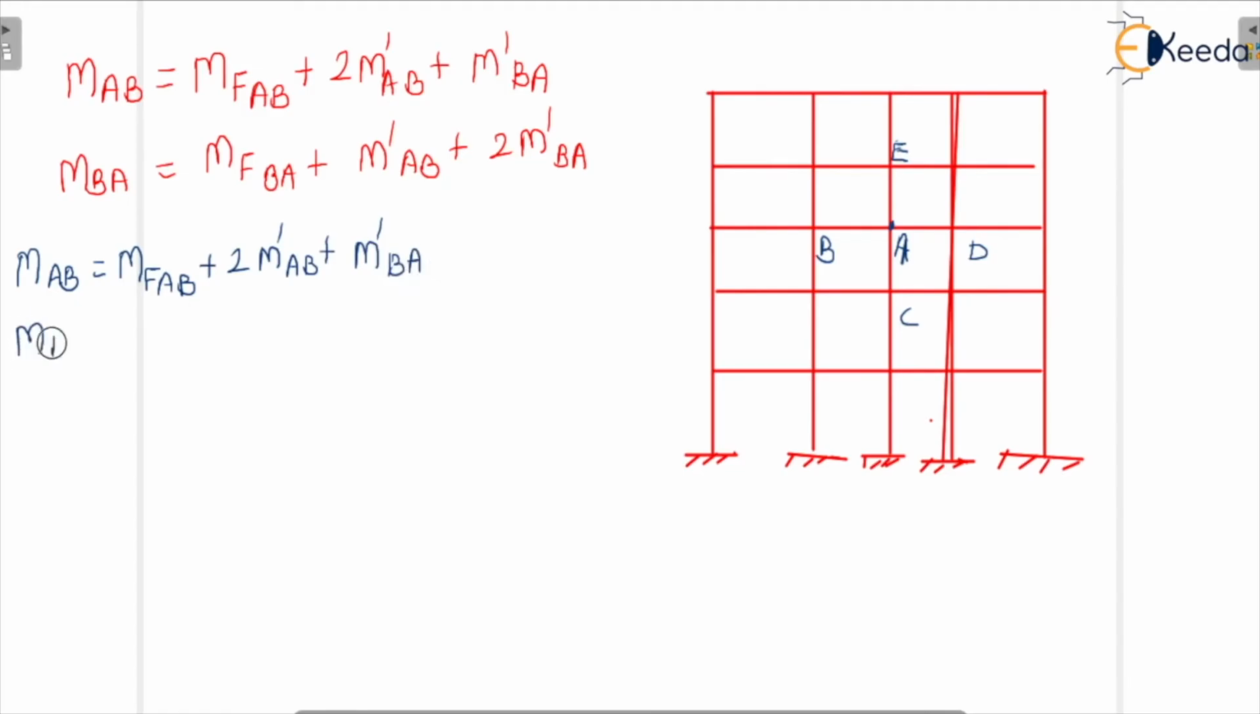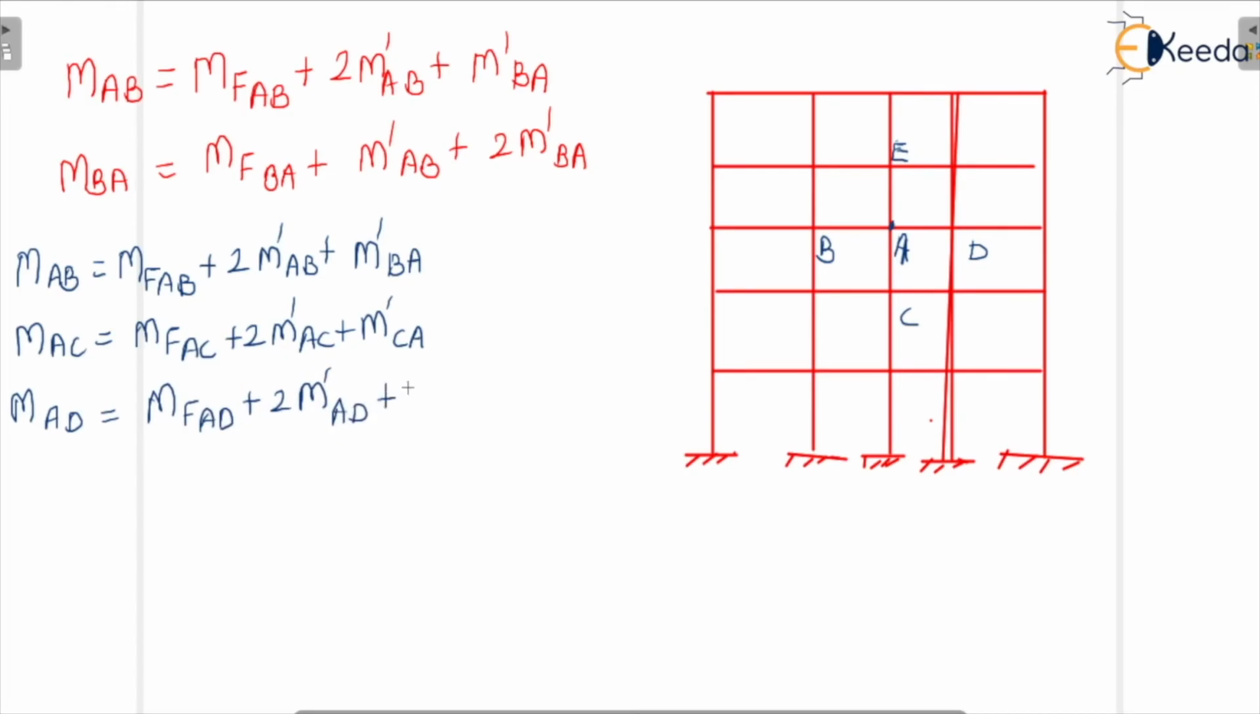Then there is the other equation, M of AC. Similarly, we can write MF of AC plus 2M dash of AC plus M dash of CA. Similarly, M of AD is equal to MF of AD plus 2M dash of AD plus M dash of DA. Then M of AE is equal to MF of AE, the fixed end moment first, and then the moment due to rotation, 2M dash of AE plus M dash of EA.